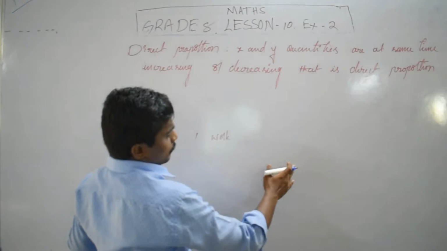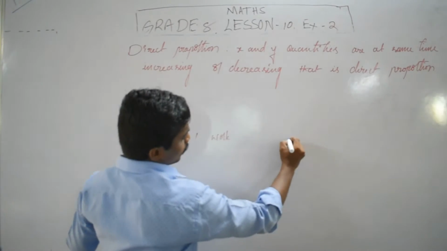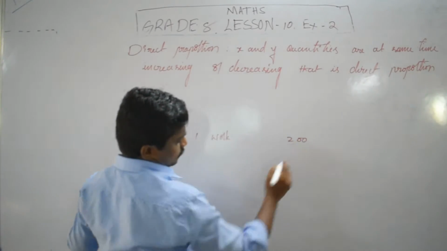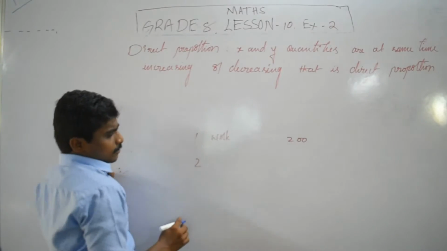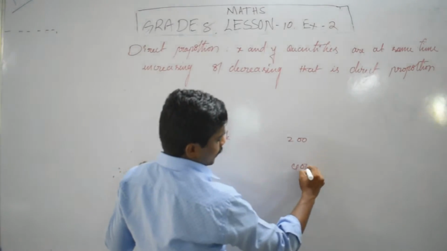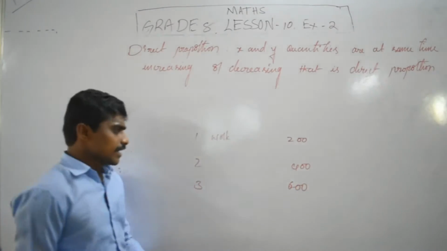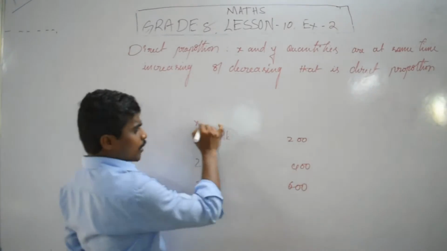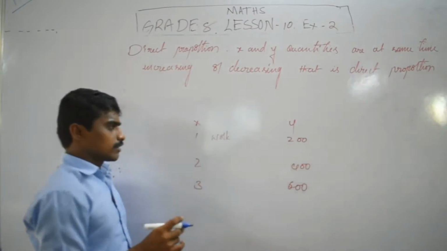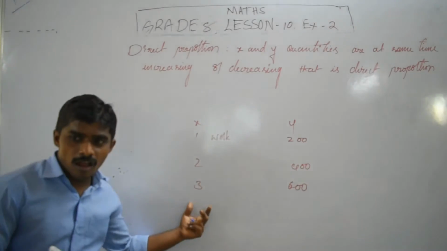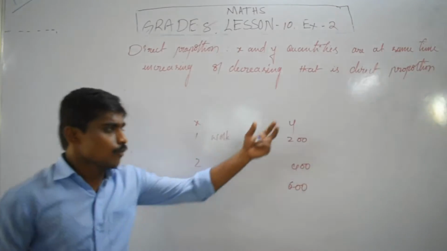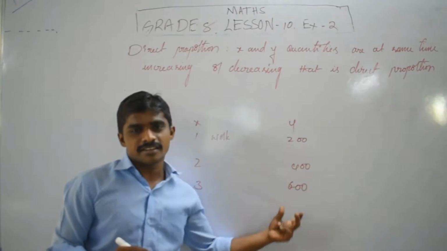working, pay or coolie 200 rupees. 2 days, how much? 400. 3 days, how much? 600. Here see, this is x quantity, this is y quantity. Here x quantity is increasing, y quantity is also constantly increasing.